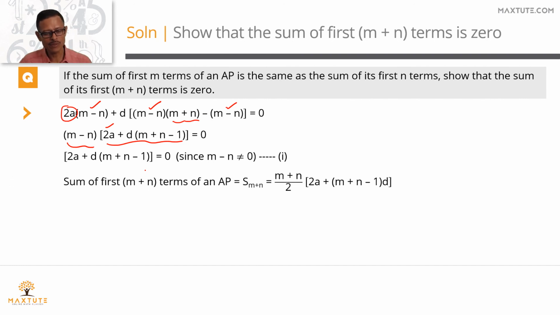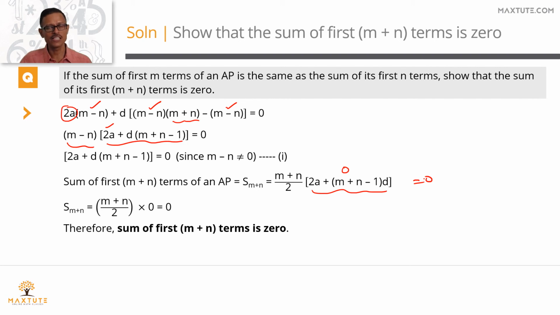What's the sum of the first m plus n terms? (m plus n) by 2 into (2a plus (n minus 1) into d) is what is said. Here it is (m plus n minus 1) times d. We just established this to be 0. So this portion is 0. The product should be 0, which means the sum of the first m plus n terms is equal to 0.